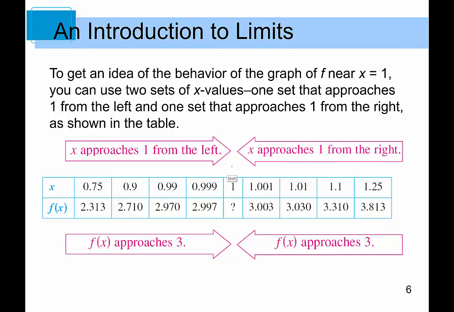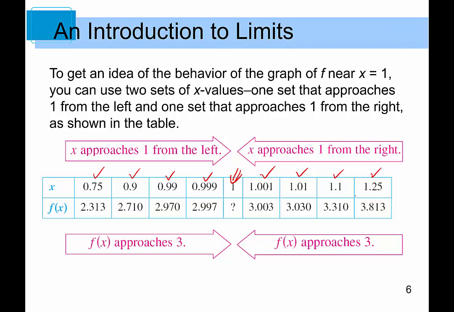The values on the left could be 0.999, 0.99, 0.9, 0.75. As you can see, the numbers are listed in increasing order, so 0.75 is the smallest among all these numbers selected, then 0.9, 0.99, 0.999, and 1. We try to figure out what happens at 1. That's the goal. Also we're going to pick some values on the right-hand side of 1: 1.001, 1.01, 1.1, 1.25. As you can see, again, it's in increasing order.